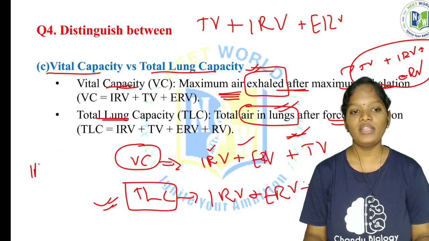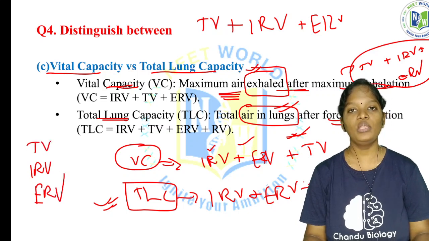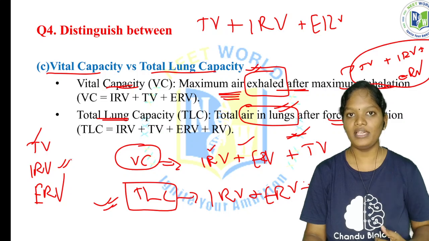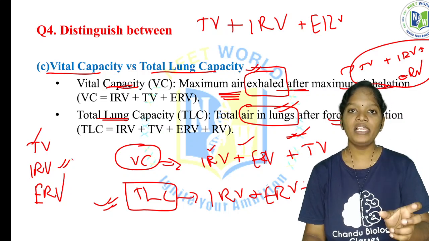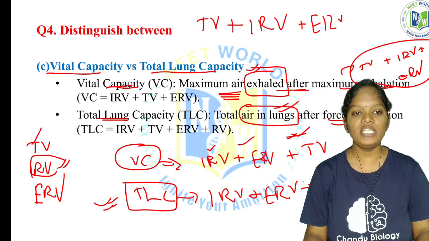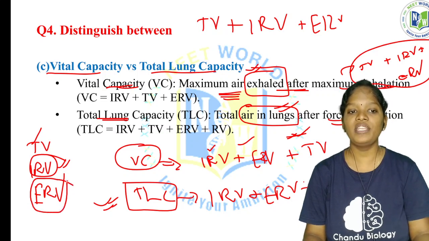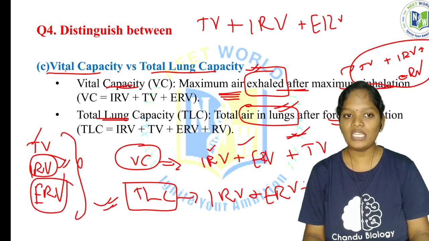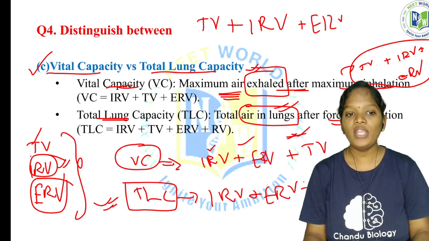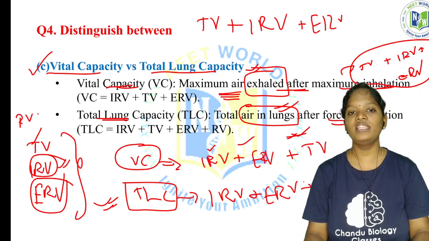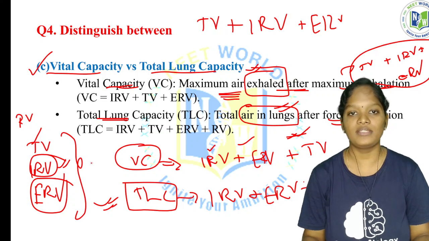You should know what the IRV and ERV are. Tidal volume is nothing but normal inspiration and normal expiration. Inspiratory reserve volume is the forceful inspiration after a normal inhalation. Expiratory reserve volume is the forceful exhalation after a normal exhalation. If we add all these three, we call that the vital capacity. If we add the residual volume together with these three, we call that the total lung capacity.